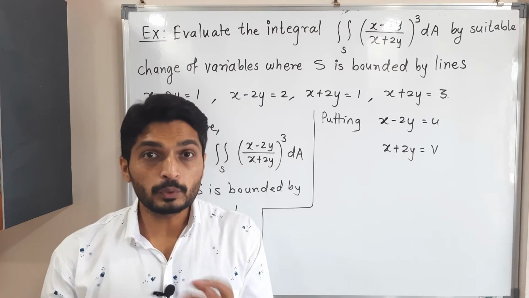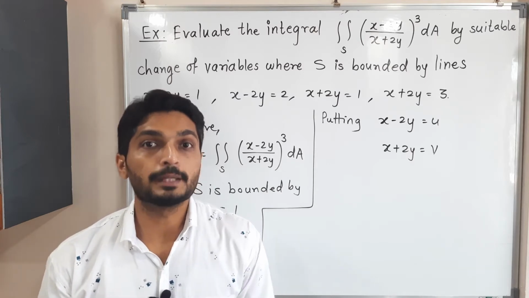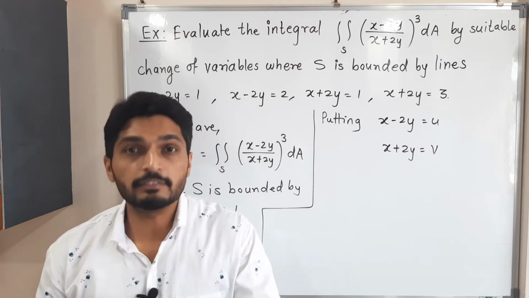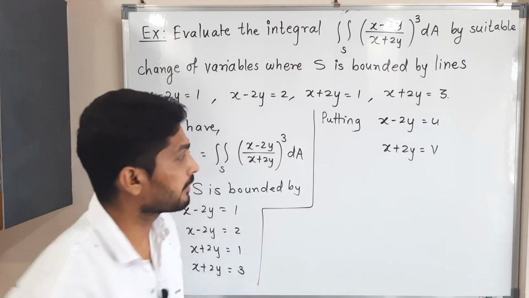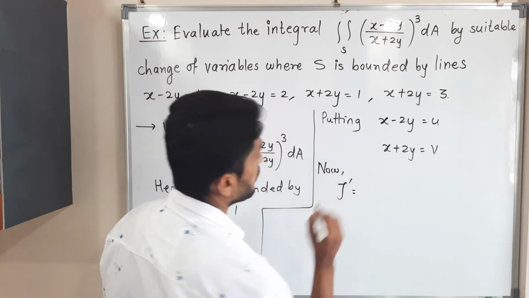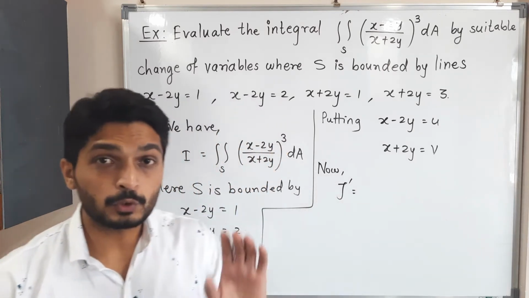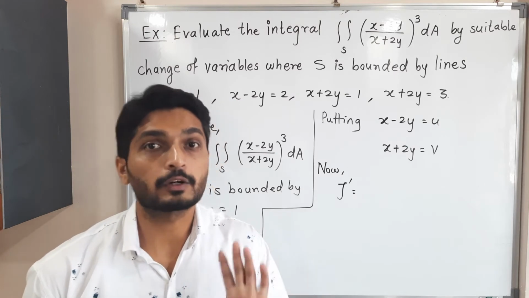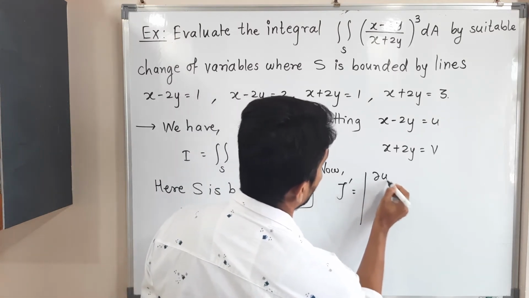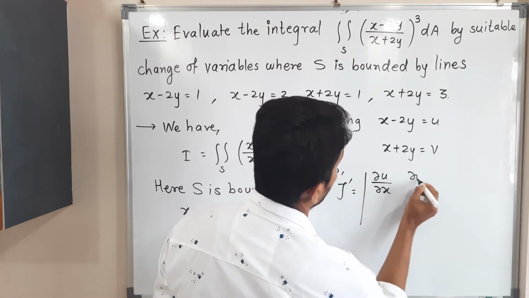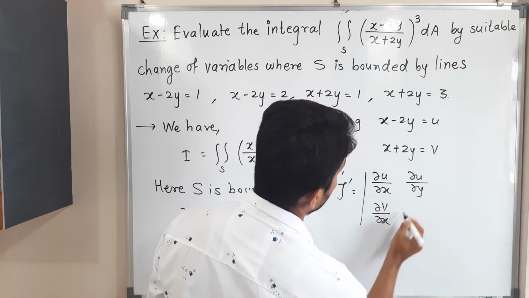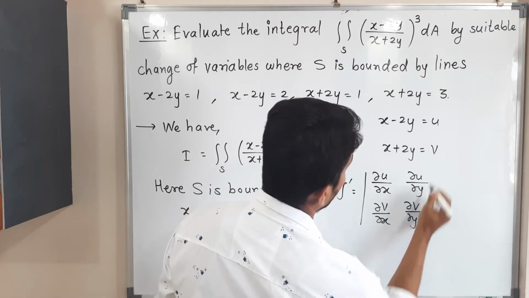After putting this, we have to find the Jacobian. But if you find the Jacobian directly, it is again a difficult task. That's why I am finding Z dash, and using Z dash we will find the Jacobian. Z dash is the determinant of del u by del x, del u by del y, del v by del x, and del v by del y.